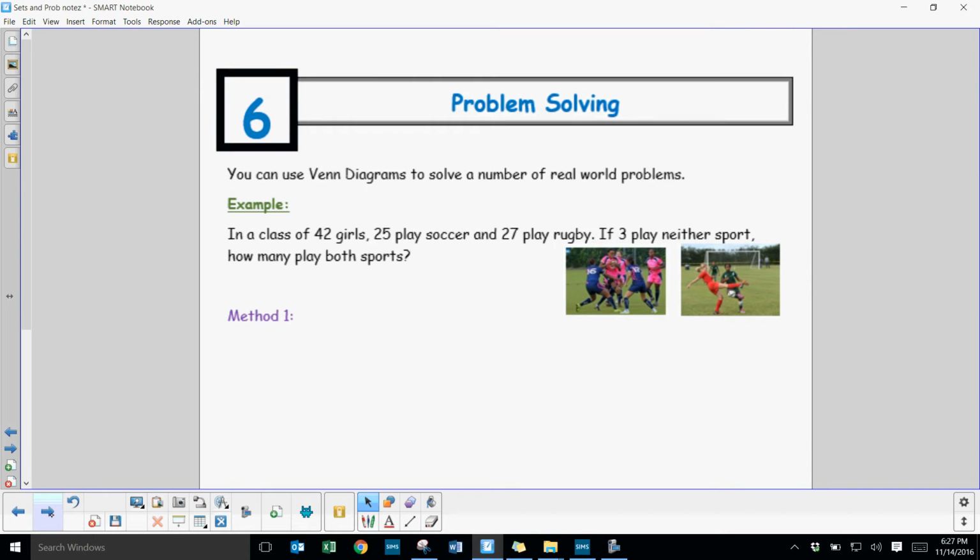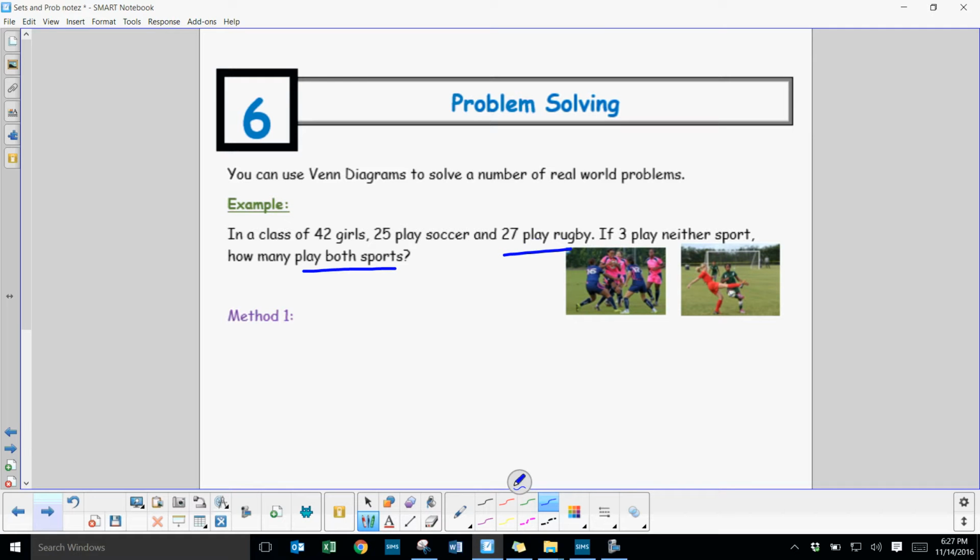Problem solving. So in problem solving, it's just more difficult versions of Venn diagram solving, just slightly more difficult. So you're still using the same skills as you were using in the previous lessons. They're just applying them to slightly more difficult real-world problems. So this example, in a class of 42 girls, 25 play soccer and 27 play rugby. So if 3 play neither sport, how many play both sports?